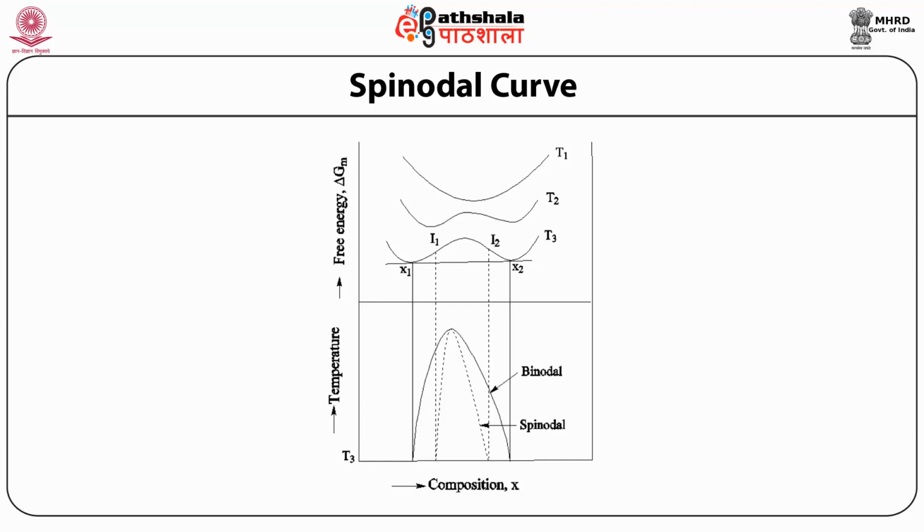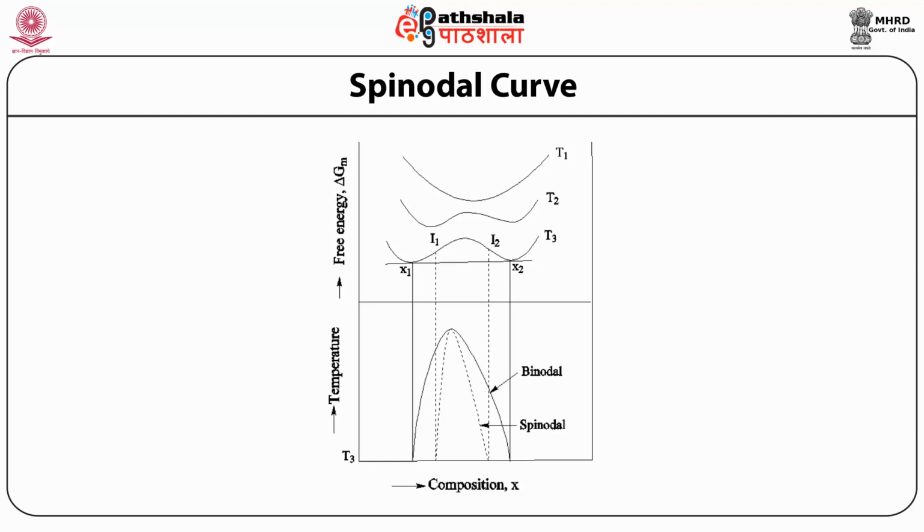In the composition range included by the spinodal curve, the curvature is negative. So, any small composition fluctuation in a solution of this overall composition would be accompanied by a decrease in the free energy. The system can easily separate into two compositions differing by a small amount in composition. The system is therefore unstable with respect to phase separation.